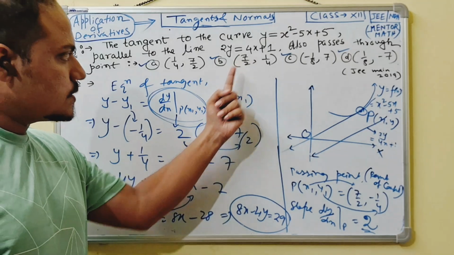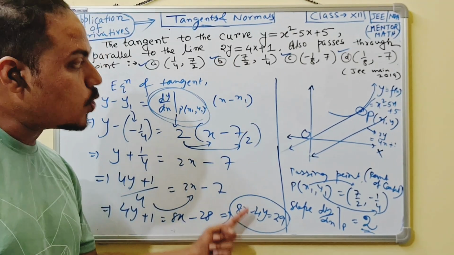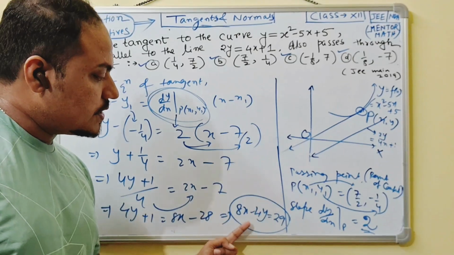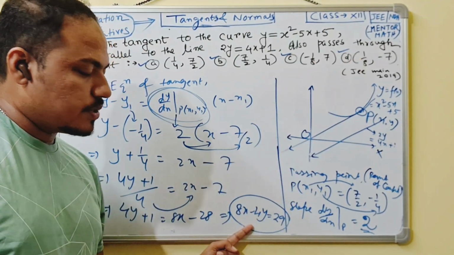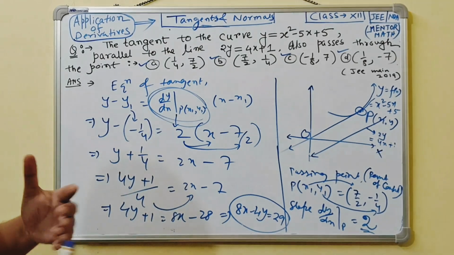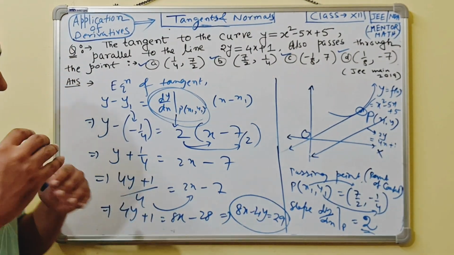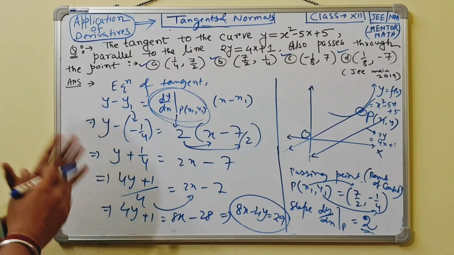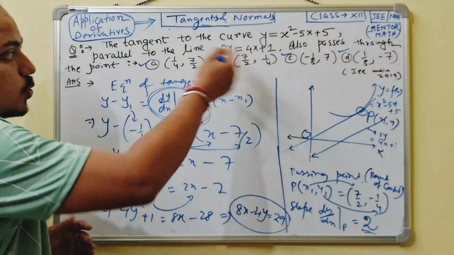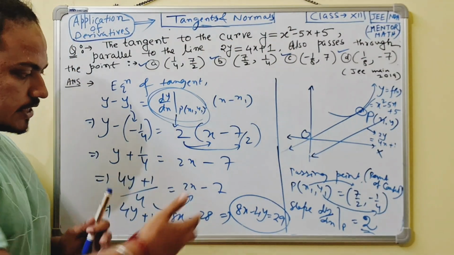So you have to check, you have to substitute x and y, and see whether left hand side equals right hand side. If it is yes, then the point satisfies, and that is our solution. The tangent line is passing through one of the four points. Okay, so comes to the next part.